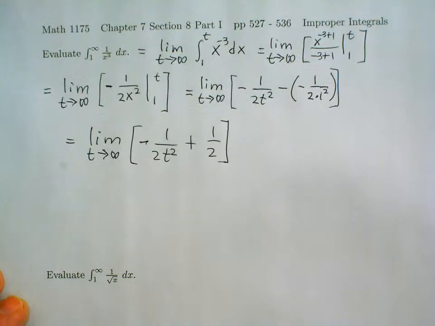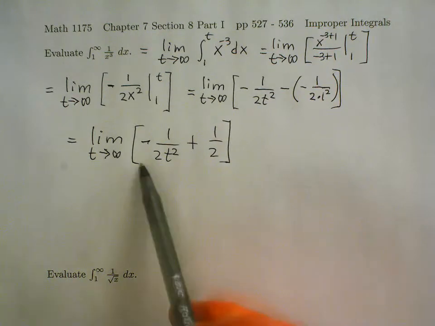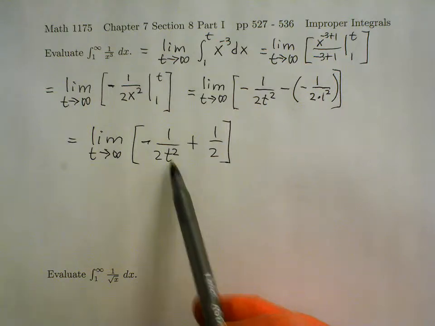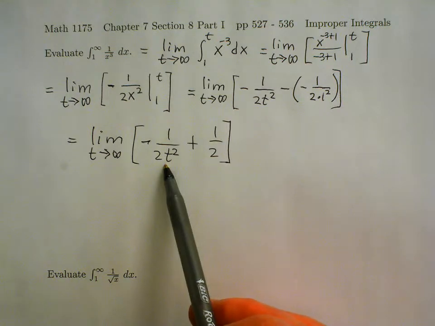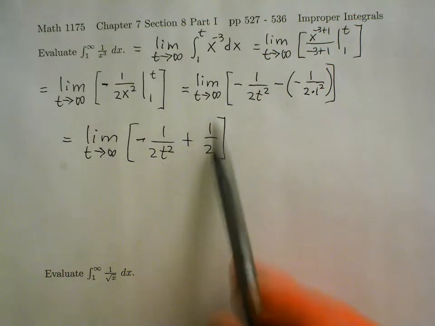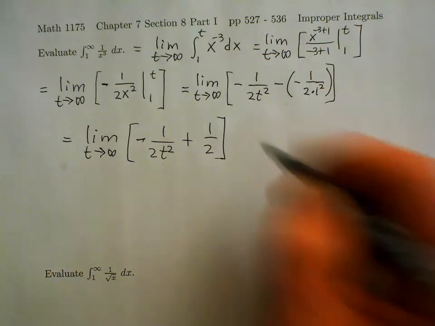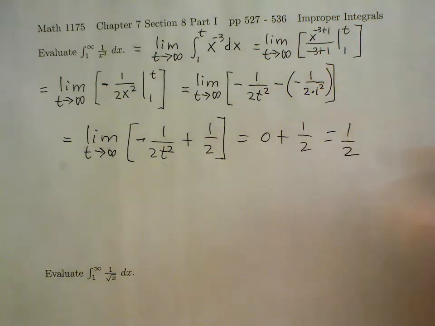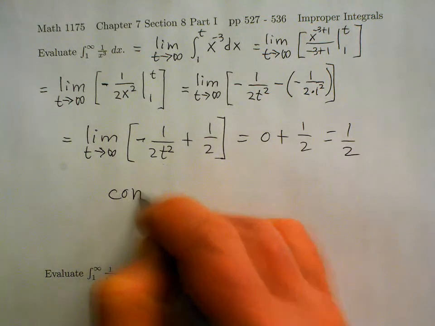Okay, now compute the limit. Let t go to infinity, and what do we get? The negative 1 over 2t to the second, that goes to 0 because the denominator is getting bigger and bigger. So this term goes to 0, and 1/2 is unaffected by t. So the limit, 0 plus 1/2, is 1/2. So it converges to 1/2.